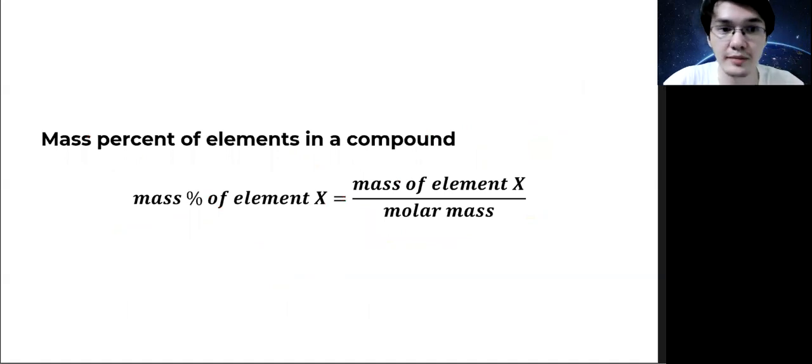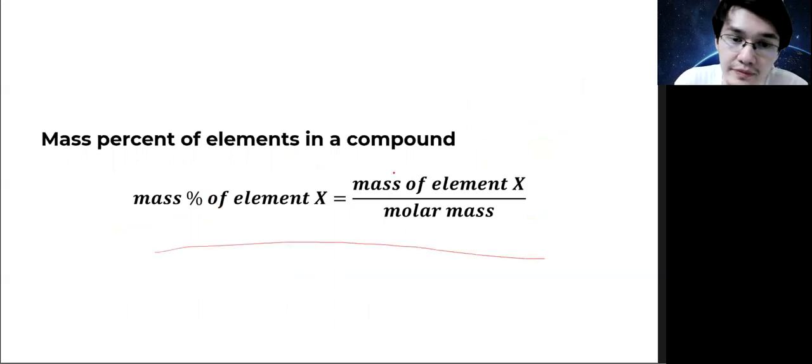Next, we have our mass percent. So basically, the formula is just this. We calculate for the mass percent of an element using the mass of a particular element in a compound divided by the molar mass of the compound.